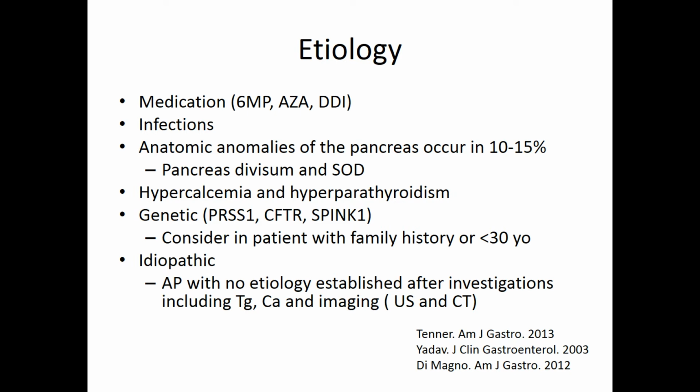Genetic syndrome, and this is something we would consider, especially in patients with family history of pancreatitis or in young patients presenting younger than 30 years old. And it's important to test early because you can have an impact on their long-term history. Some mutations include PRSS1 mutation, which is the mutation seen in hereditary pancreatitis, CFTR that we see in cystic fibrosis, and SPINK1 also. Finally, we say idiopathic pancreatitis when there's no etiology established after investigation, including blood count and imaging.